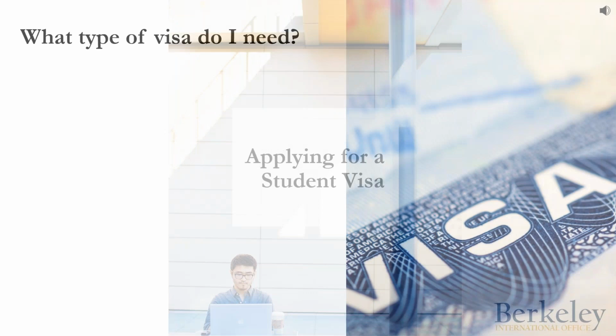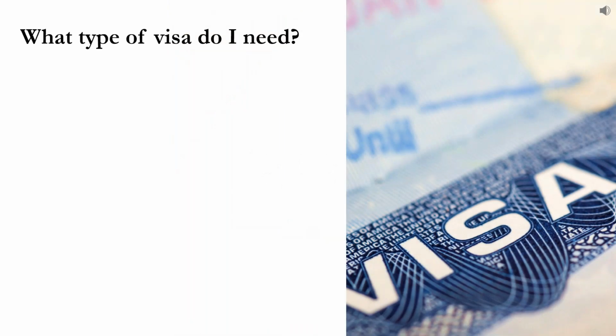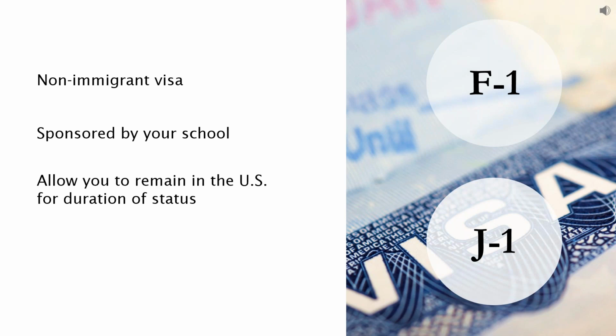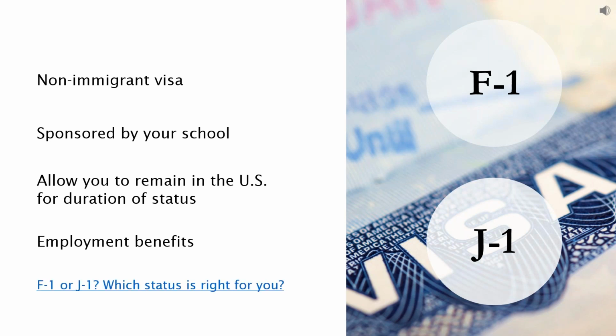Okay, so the first thing we're going to talk about is what type of visa you need. So we have the F1 or J1 student visas. This is a non-immigrant visa sponsored by your school, so sponsored by UC Berkeley. They allow you to remain in the US for the duration of your status, and they do come with some employment benefits as well. There is a link to our website here where you can compare and contrast the differences between F1 and J1 and figure out which status would be right for you.